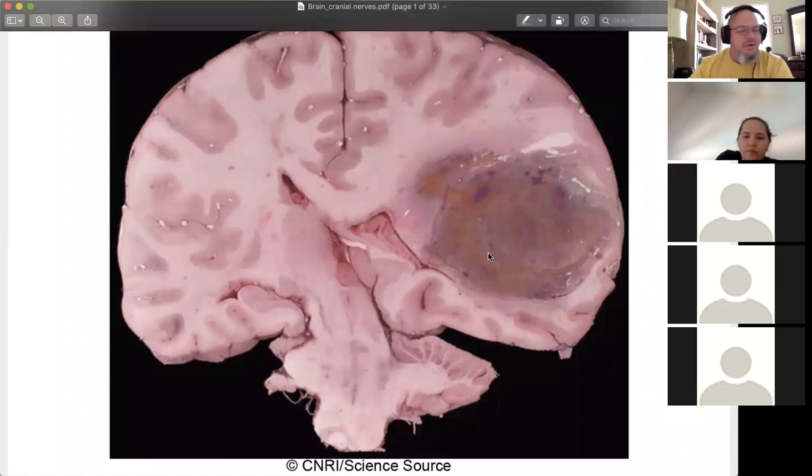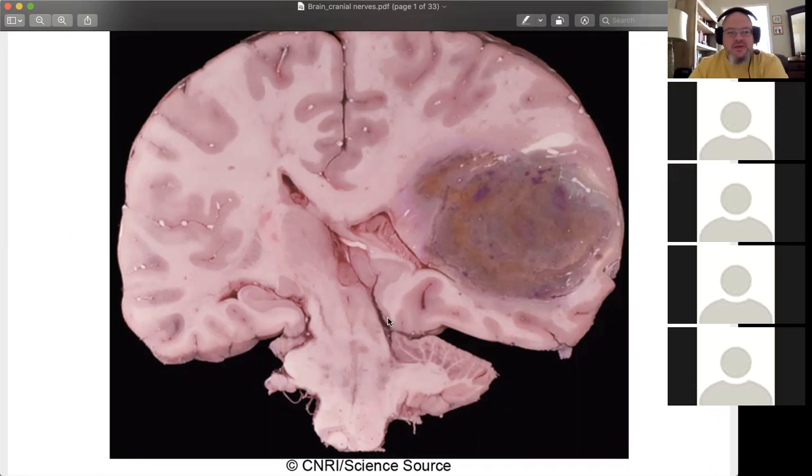Yeah, I don't know exactly what type of tumor this is. I just downloaded the photos, but this is a mid-sagittal section of a brain with a pretty nasty looking tumor in the occipital lobe.